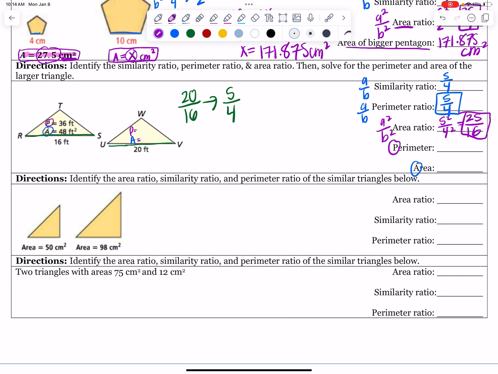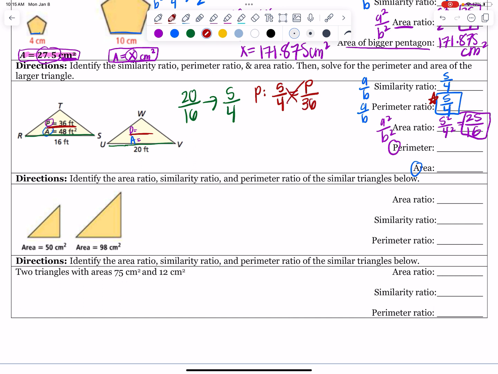So now I can actually use that to solve problems. If I want to solve for the perimeter of the larger shape, I'm going to work with these perimeters. So I'm going to call P the perimeter. Which ratio do I need to work with? I want to work with my perimeter ratio, which is 5/4. So big over small, 5 over 4, is going to be equal to the perimeter of the larger shape over the perimeter of the smaller shape, which is 36.